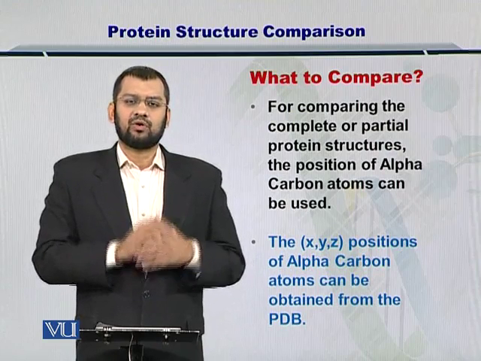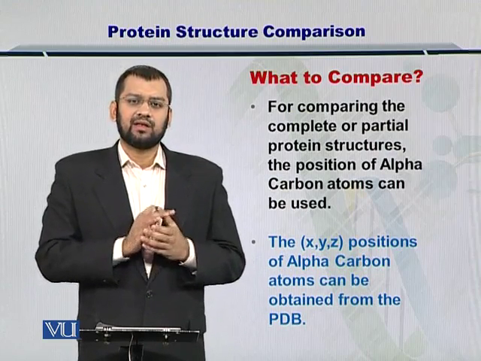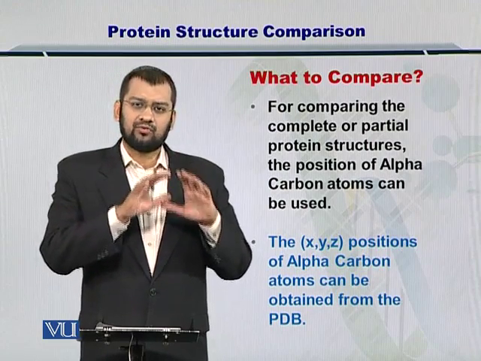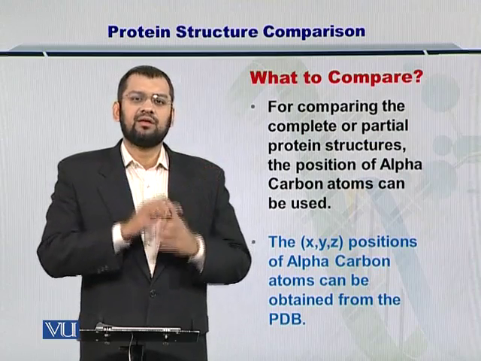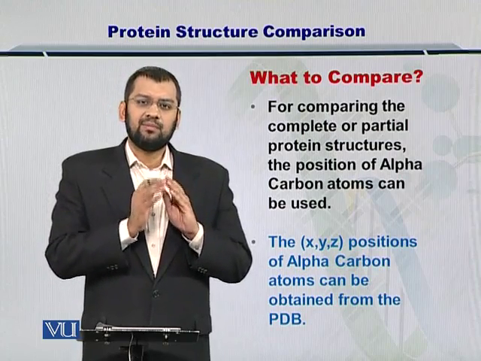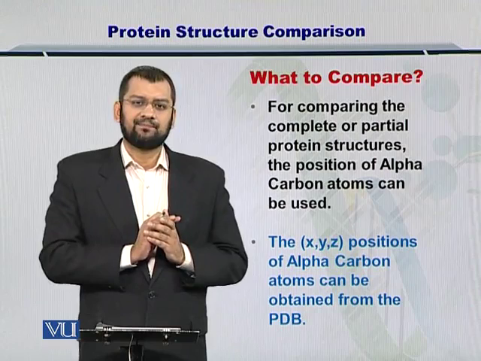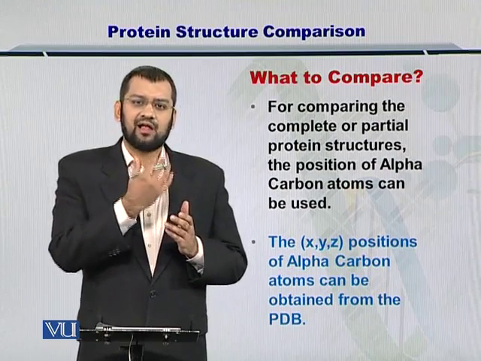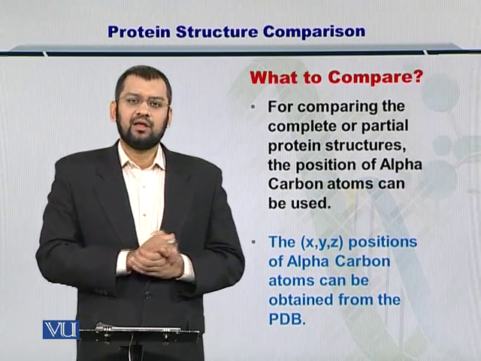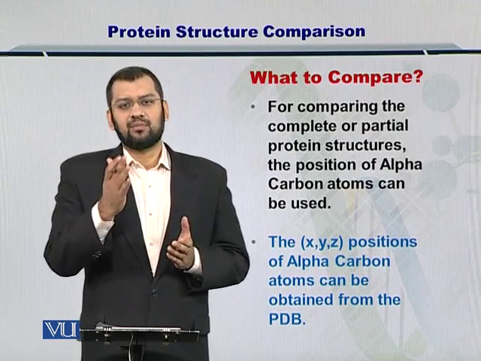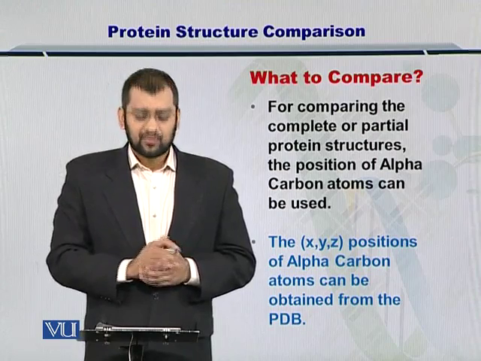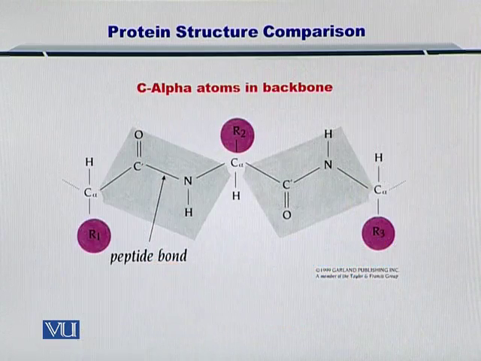The clue or the answer to this question is that we have the alpha carbon coordinates of every protein in the PDB. So if you have a protein with its PDB in the structure databases, then you can extract the alpha carbon coordinates, that is the X, Y, and Z position, and then compare them with the alpha carbon positions of the other proteins. So let me help you to remember what the alpha carbons were by looking at this figure.